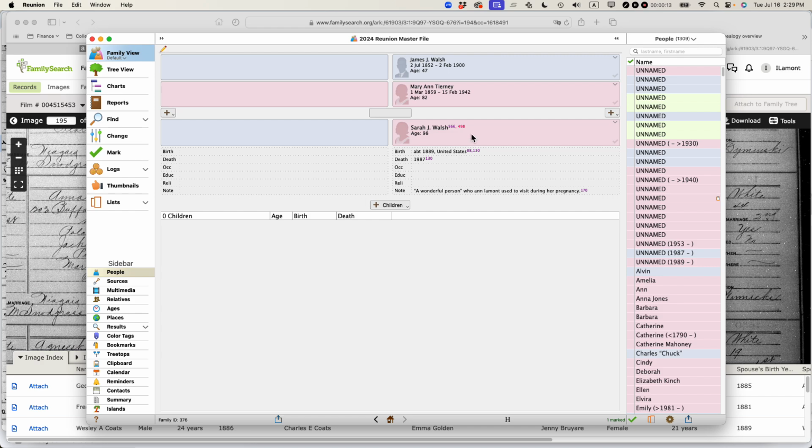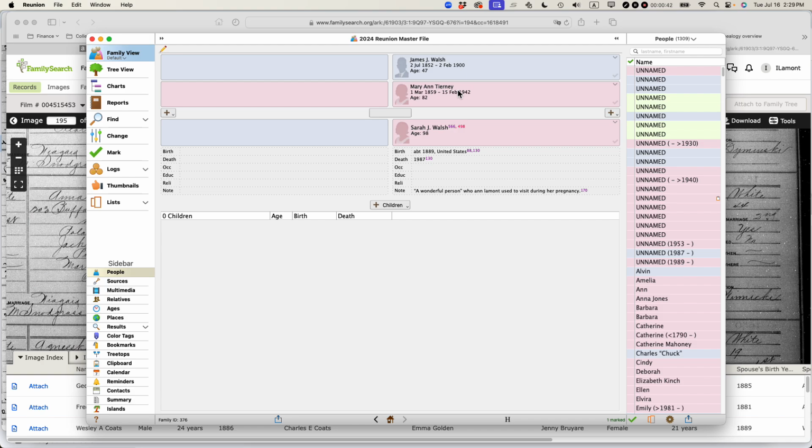Let's get started. And here's the problem that I'm dealing with right now. Sarah J. Walsh is a great aunt on a sideline of one of my families, and I don't even know if she was ever married before. I just have very basic information about her. I have her middle initial, which is helpful. I know that she was born about 1889 in New York, and I know she died in 1987, but that's it. So I want to see if she was married and also what her husband's name was.